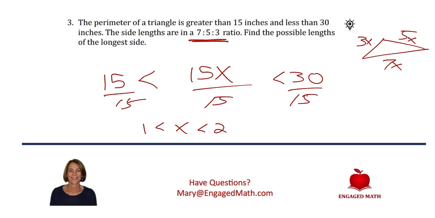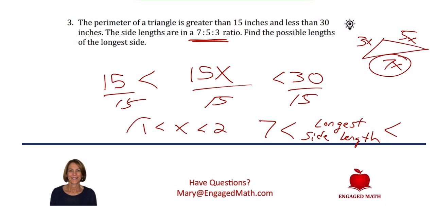So now what we have to do is figure out the possible side lengths of the longest side. So the longest side is going to be the 7x. So the value of the longest side, I'm going to write that now in the middle. The longest side length has to be greater than and less than something. It has to be greater than 7 because the lowest value x can take on is just slightly above 1, which means that the longest side length has to be slightly above 7.